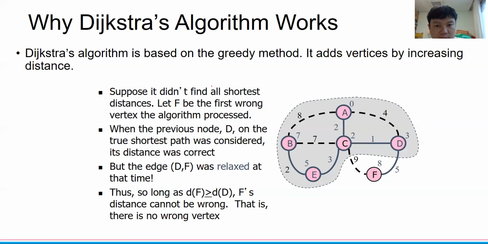The Dijkstra algorithm actually is based on the greedy method. You know what is the greedy method? The greedy method means you want to find the minimum, and you want to explore every node. Suppose it didn't find all shortest distances. So let f be the first wrong vertex. Okay, so let's say I just found a vertex, but it was wrong. So you can check when we find the p.